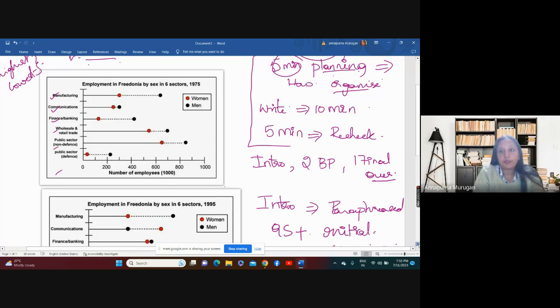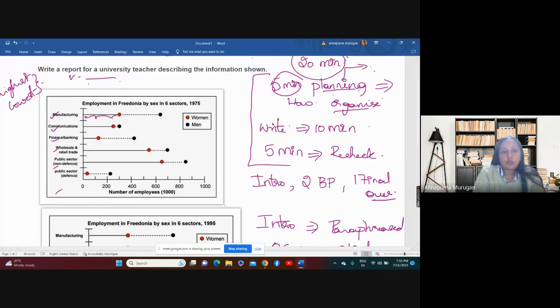Okay, good. So this is the thing. You can see that this red dot indicates from year to year the number of women, and from year to year it is the number of men. Now what do we need to keep in mind? We have six sectors, and the comparison of men and women. This is the 1975 graph and this is the 1995 graph.